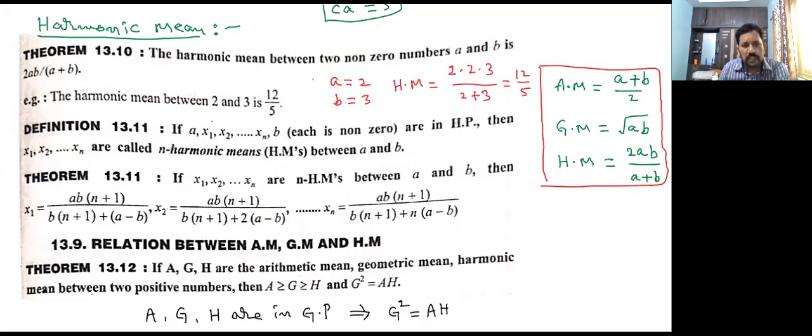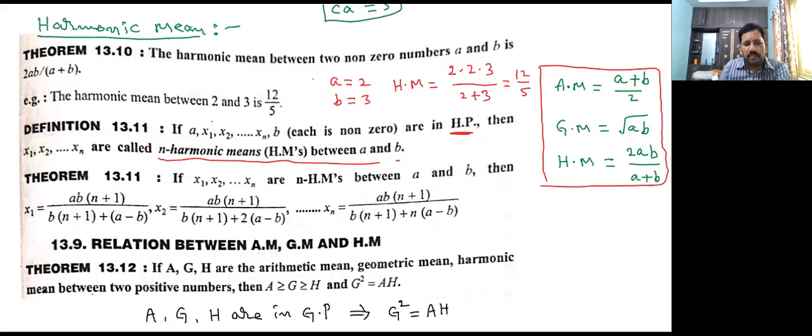Okay, please copy this. Suppose between two numbers we insert n harmonic means. The n harmonic means between A and B are x1, x2, x3, and so on up to xn. So x1, x2, x3, and so on, xn are called n harmonic means between A and B. Here A, x1, x2, x3 and so on, xn, B are in harmonic progression.